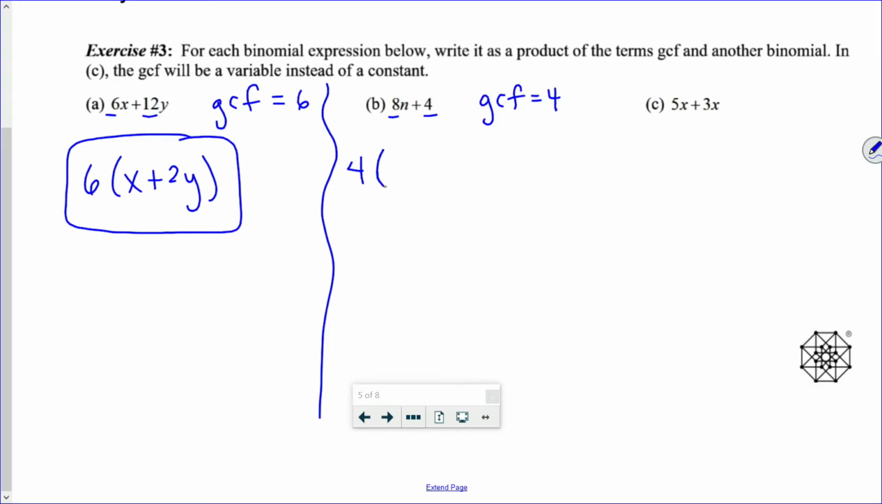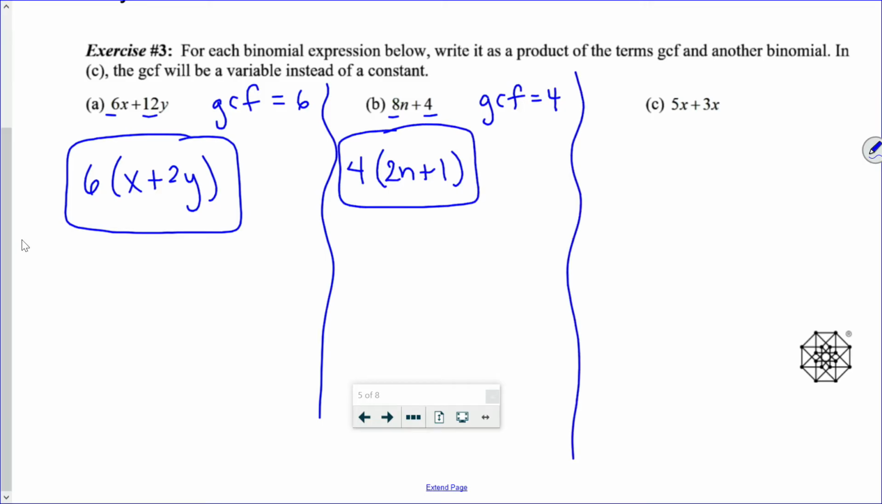I could rewrite this as 4 times 2n plus 1. Now here comes the one that really matters. If I look at 5x plus 3x, I can rewrite that here. The GCF isn't a number, it's a variable, right? Both of those are being multiplied by x. I can rewrite that as x times 5 plus 3.